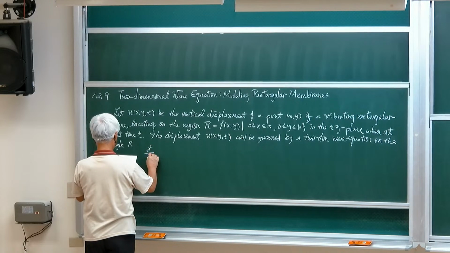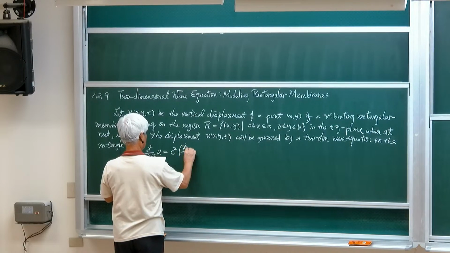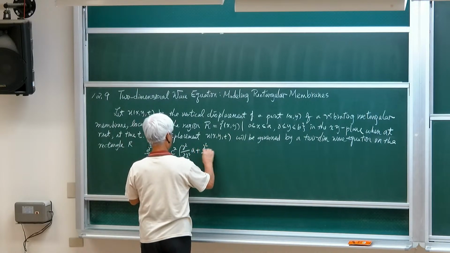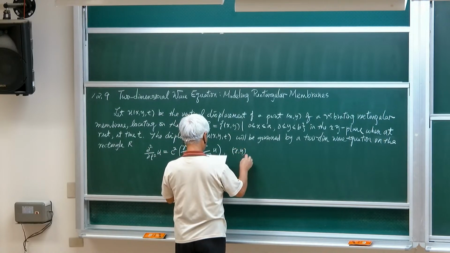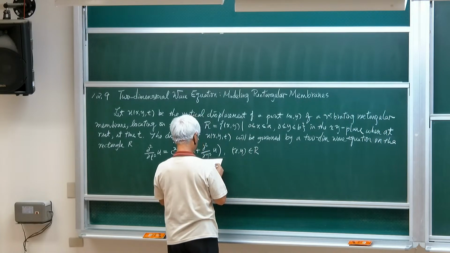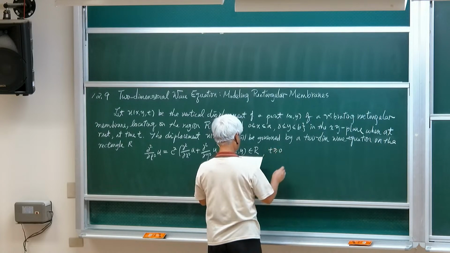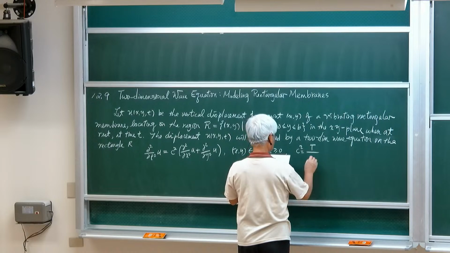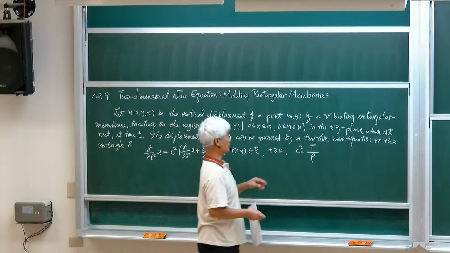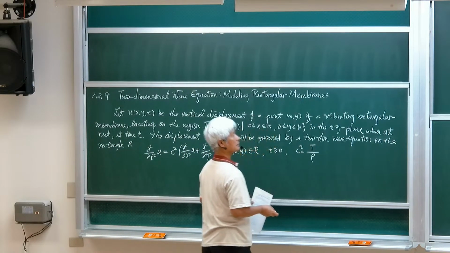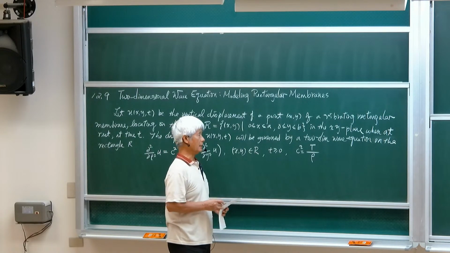Alright, so u_tt is equal to c squared times the Laplacian of u, where the point x y is in R, and c squared is the ratio between the tension of the membrane and the mass density, and we assume that the membrane has homogeneous mass density.